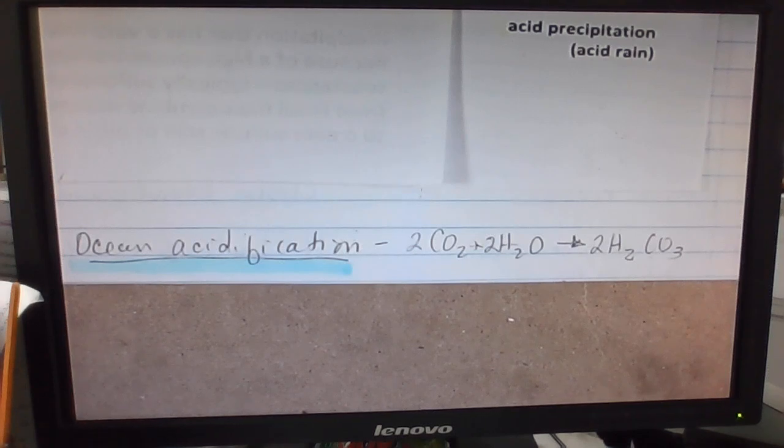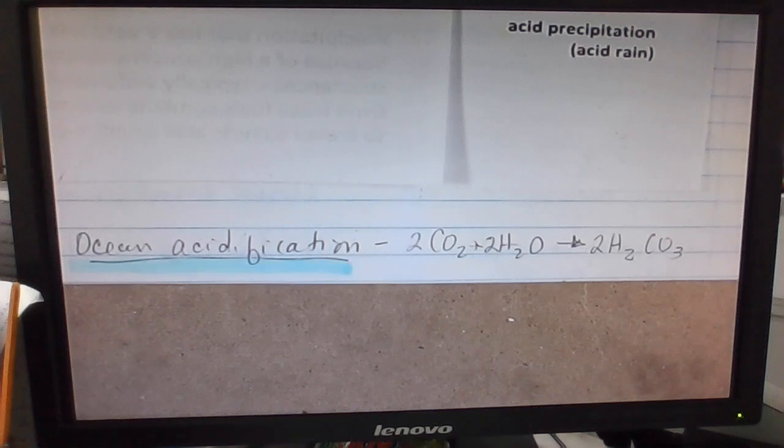Ocean acidification. 2 CO2 plus 2 H2O yields 2 H2CO3. Do we know what CO2 is? Carbon dioxide. H2O? Water. All right.